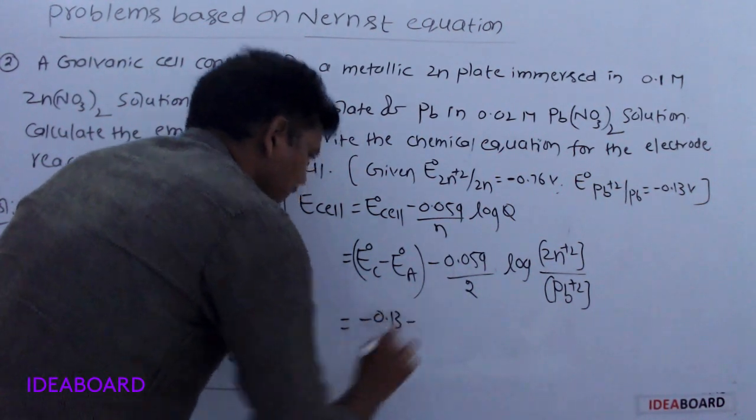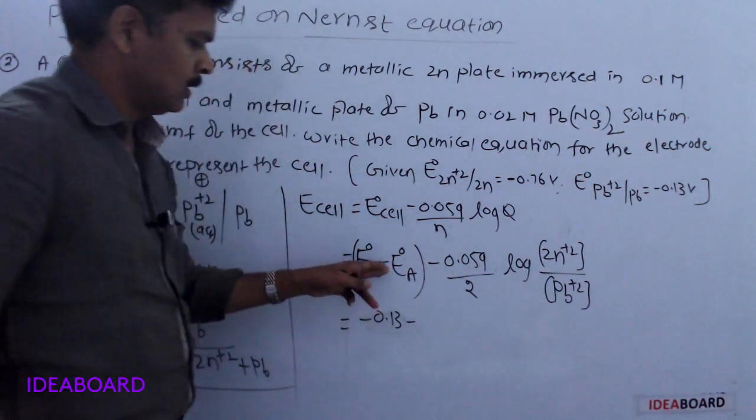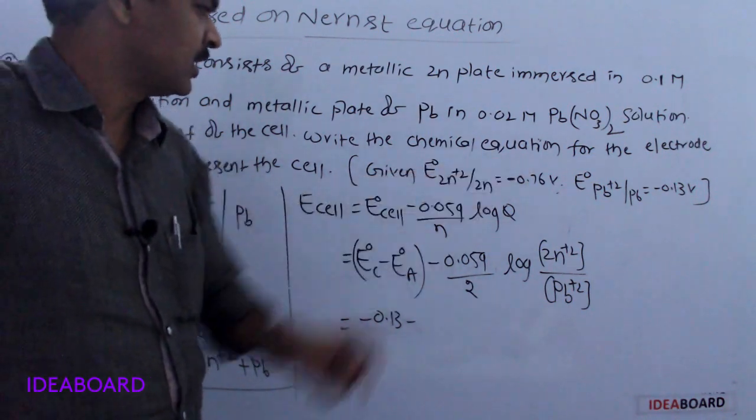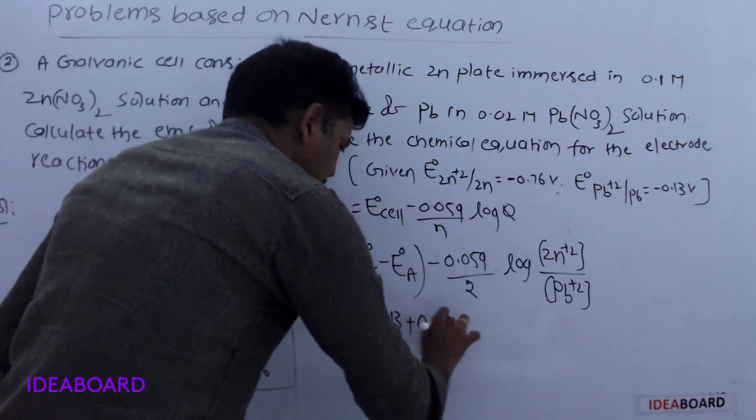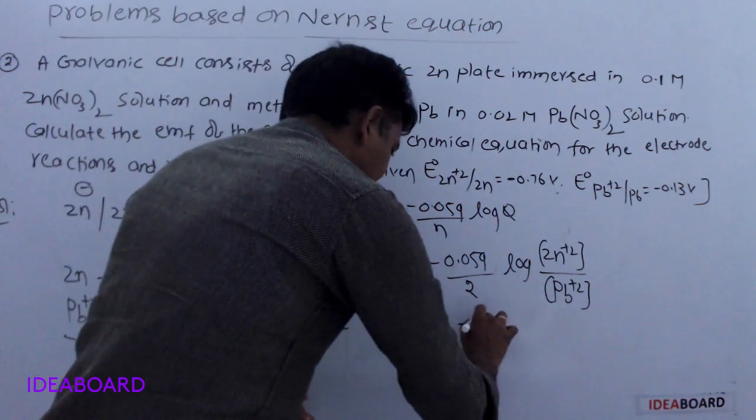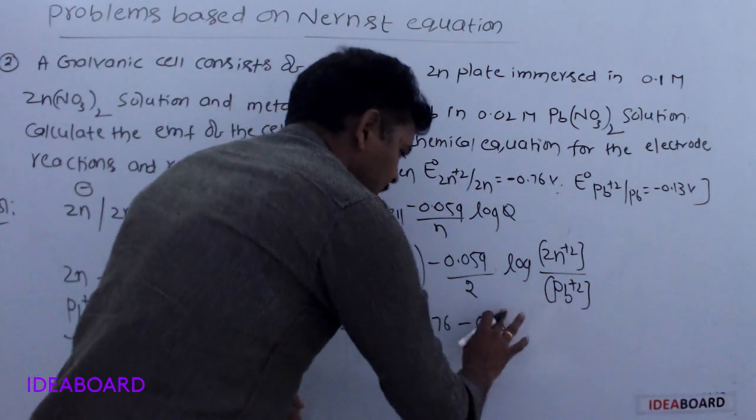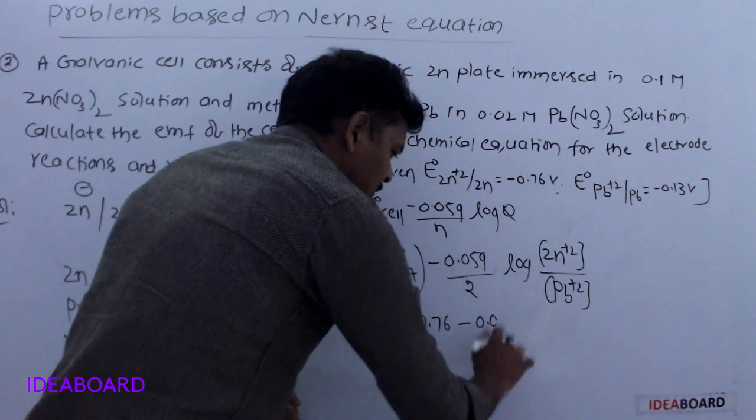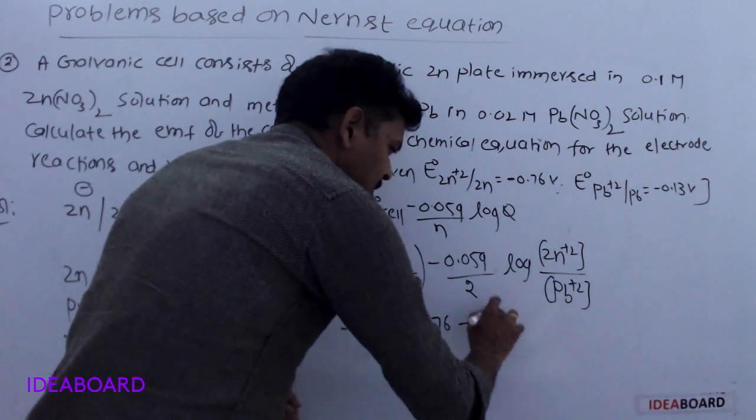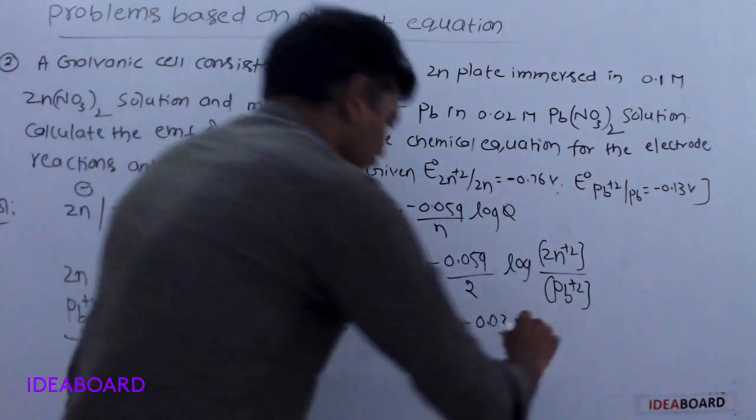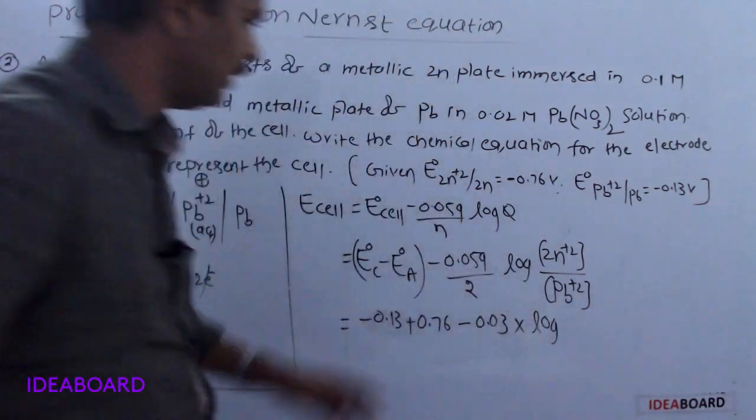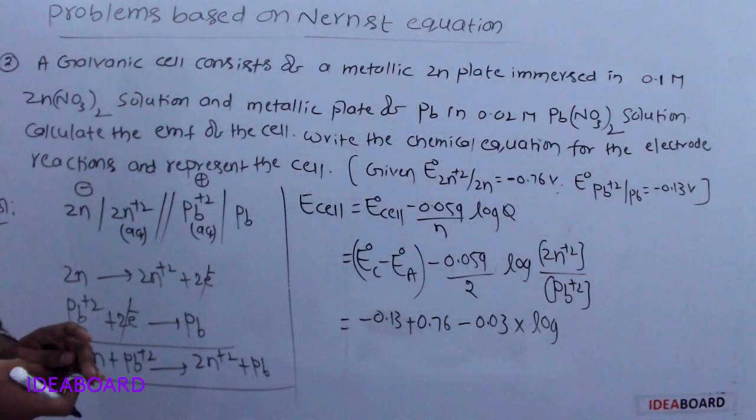Minus 0.13 minus the electrode potential of the anode. The anode is the zinc electrode, so minus of minus becomes plus 0.76. Minus 0.0, instead of 0.059 I am taking 0.06. 0.06 by 2 means 0.03 into log of the zinc ion concentration.